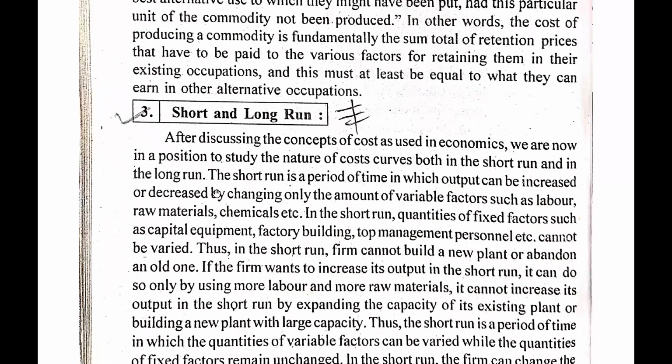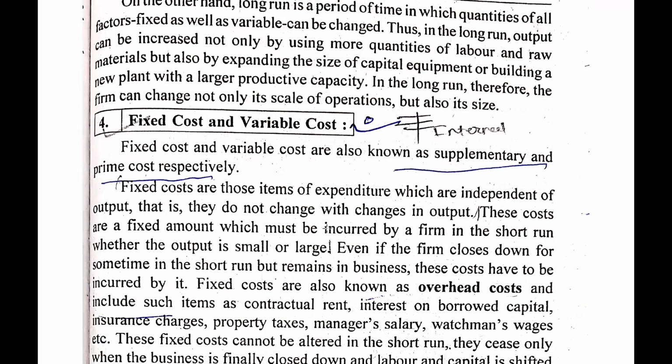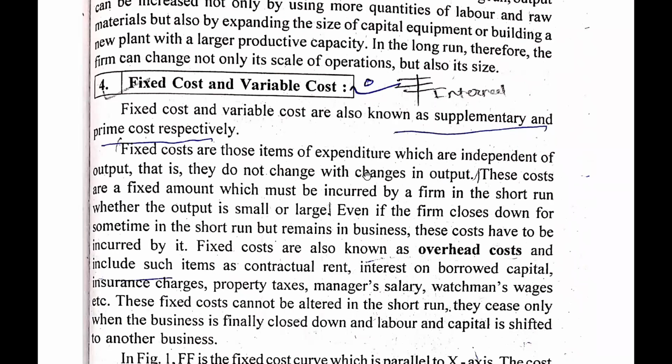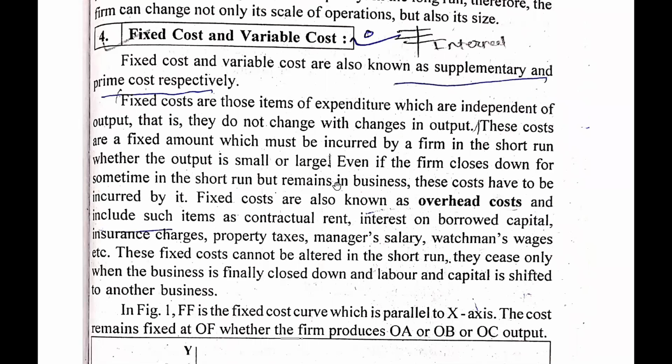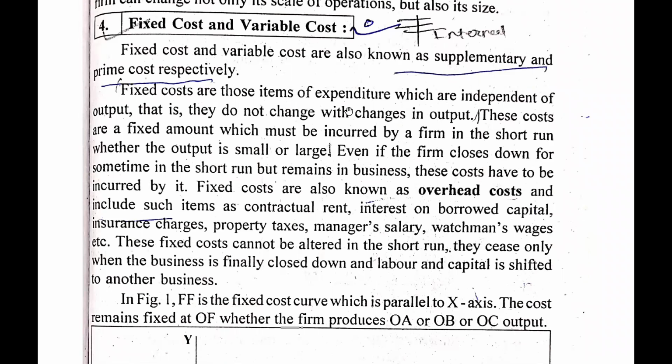Till now we have been discussing fixed production factors and variable production factors. Now we will see fixed cost and variable cost. Fixed cost and variable cost are also known as supplementary and prime cost respectively. Fixed cost means supplementary cost and variable cost means prime cost. Respectively means one by one. Fixed costs are those items of expenditure which are independent of output, that is, they do not change with changes in output.